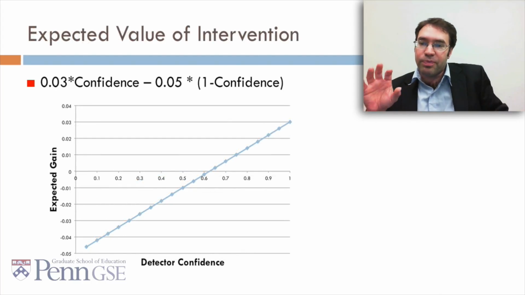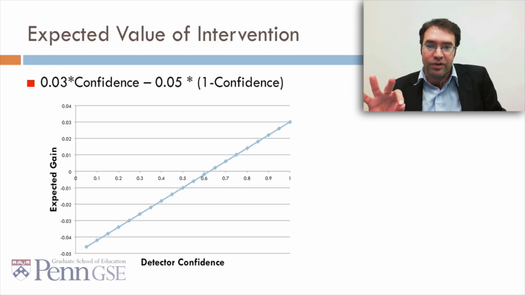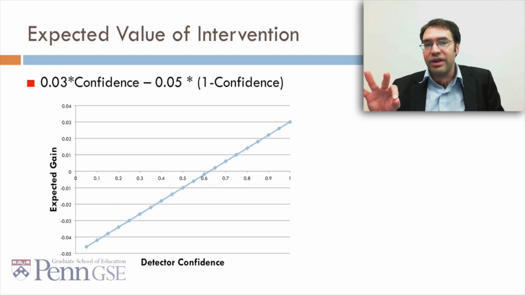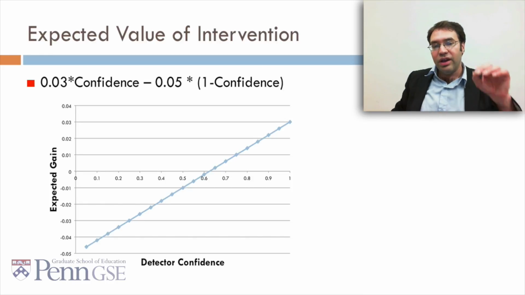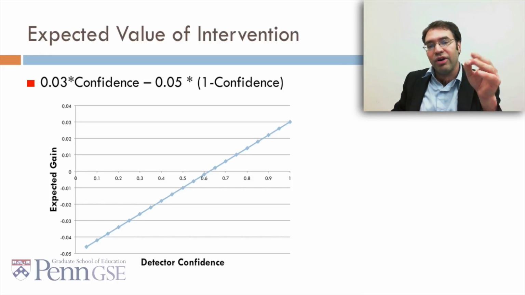So let's consider the expected value of the intervention based on these parameters, knowing how good that's going to be if the intervention works and how bad it's going to be if the intervention doesn't work. And we can actually plot a function on this. And we see that the expected gain comes above 0 when the confidence is about at 61% or so.